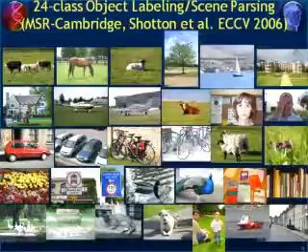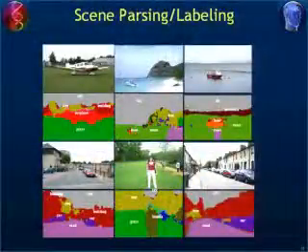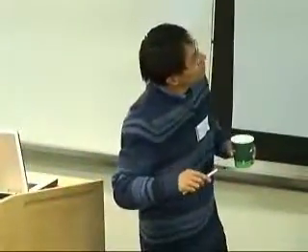This is a more recent 24-class MSRC data set. They annotate 24 classes of objects in all different backgrounds. These are the results by the algorithm. Sky and person are okay, but some are confused with road and water. This is a little bit confused. But the street scene is actually pretty good. Road, car, and sky are really good classes.